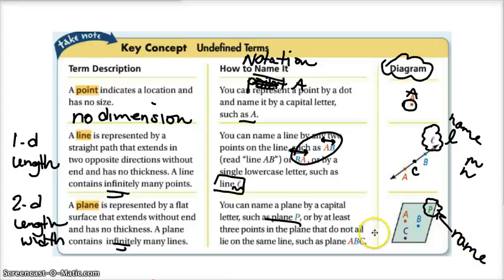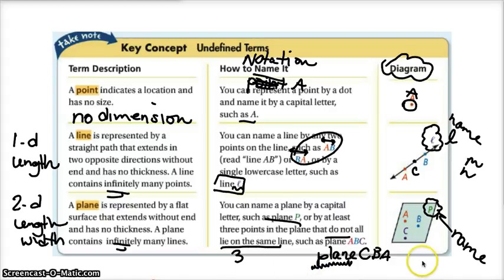When we talk about naming planes, you can name it by a naming letter, or you need to pick 3 non-collinear points, meaning 3 points that do not lie on the same line, and we call it plane ABC. You could call it plane CBA. The order doesn't necessarily matter, but what does matter is the fact that you call it a plane. If you were to just call this thing CBA, I would recognize it as you talking about point C, point B, and point A, because remember, a single capital letter denotes a point.